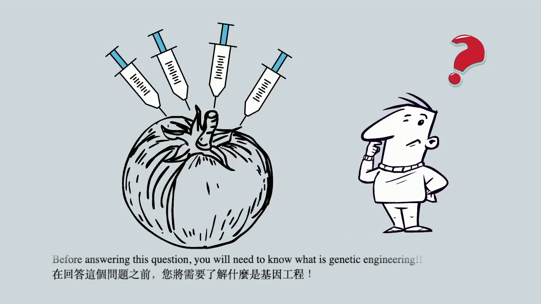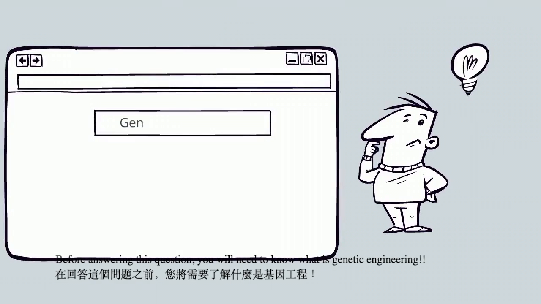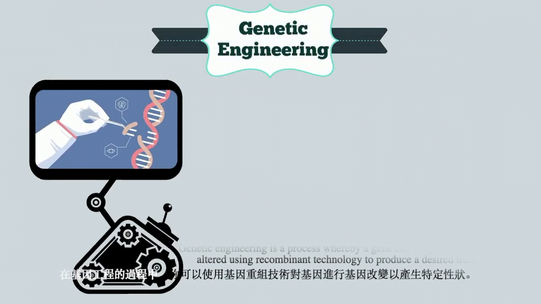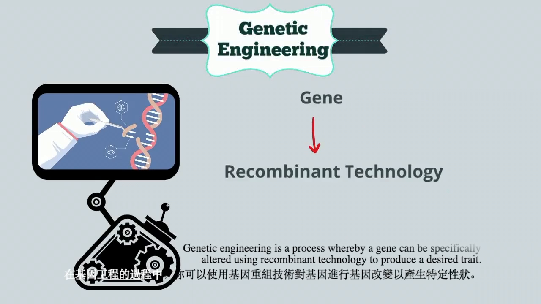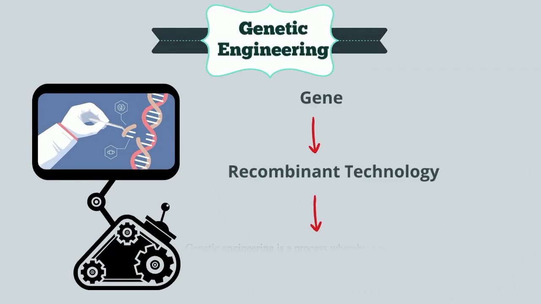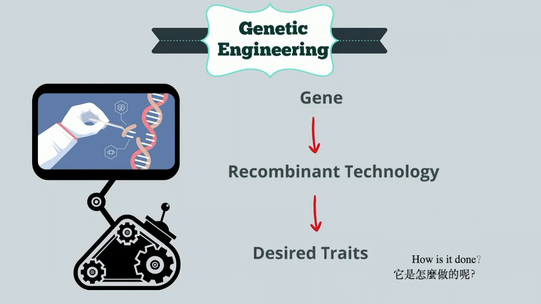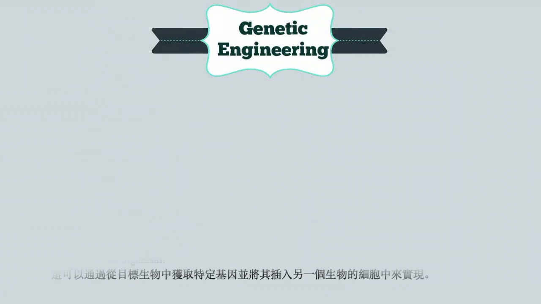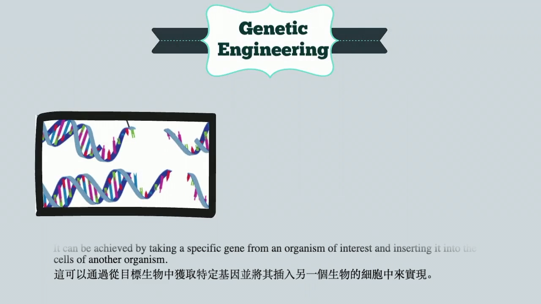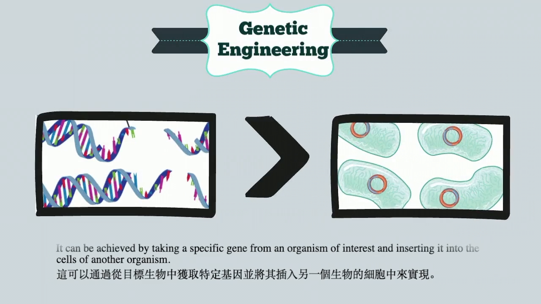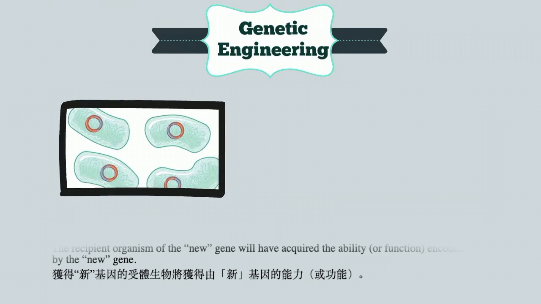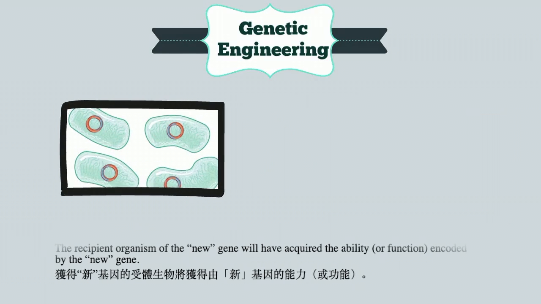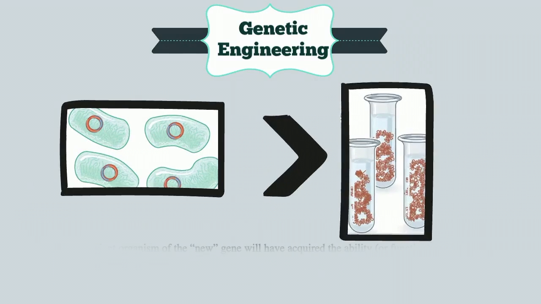Before answering this question, you will need to know what genetic engineering is. Genetic engineering is a process whereby a gene can be specifically altered using recombinant technology to produce a desired trait. How is it done? It can be achieved by taking a specific gene from an organism of interest and inserting it into the cells of another organism. The recipient organism of the new gene will have acquired the ability or function encoded by the new gene.